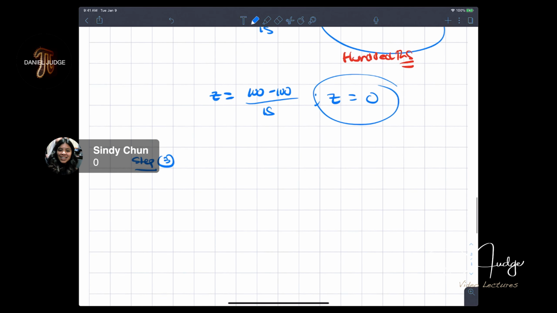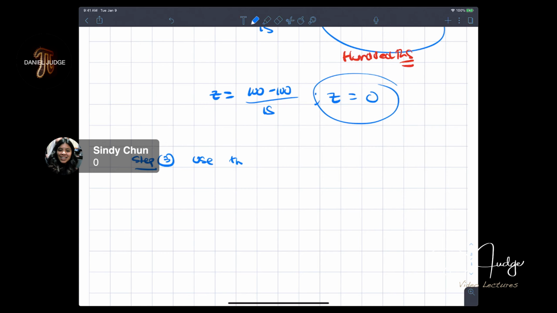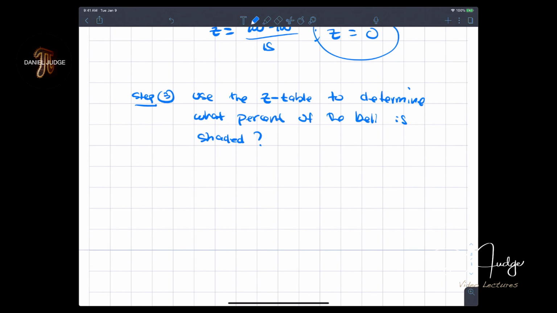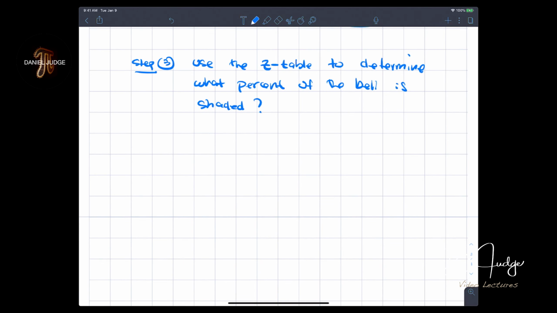Here's what I say. You're going to use the z table to determine what percent of the bell is shaded. So this is the game that we've been playing, ladies and gentlemen, for almost about a week maybe, right? This is where we actually started with asking you guys what percent of the bell is shaded, because this is how we do this.